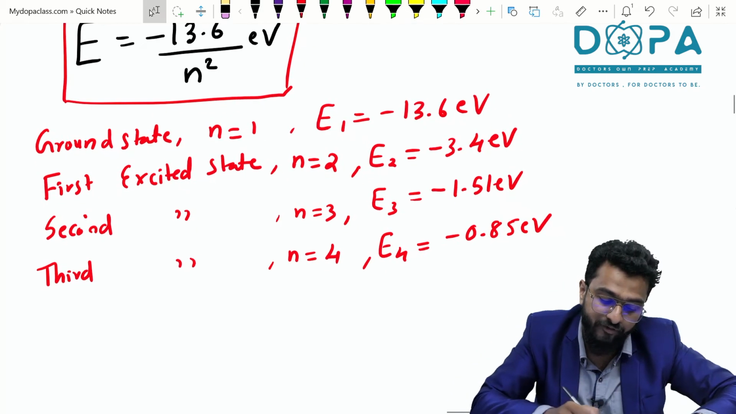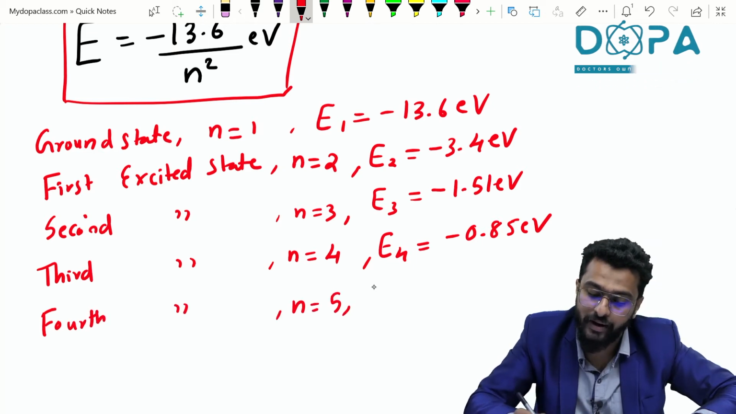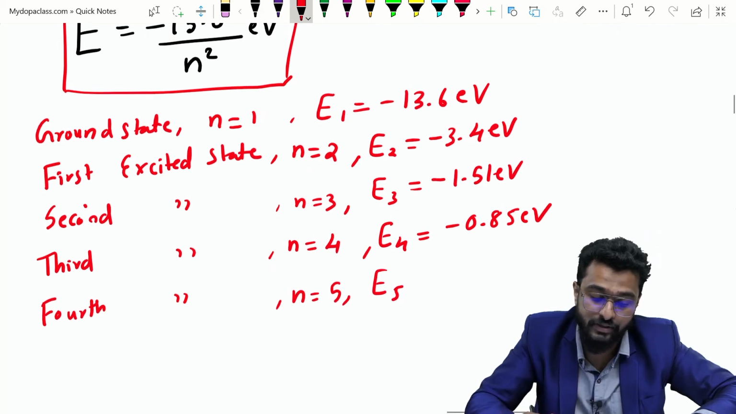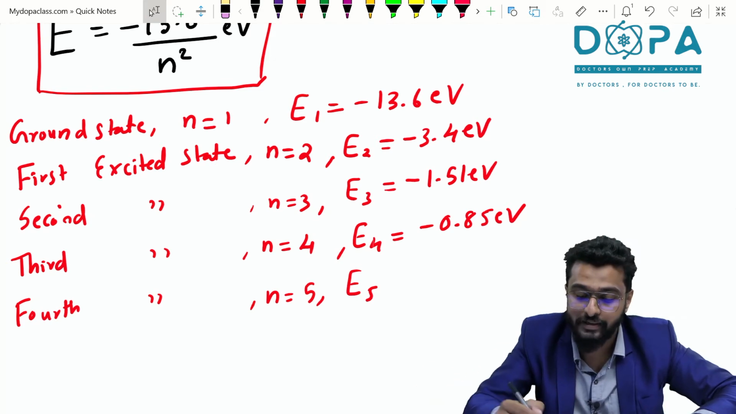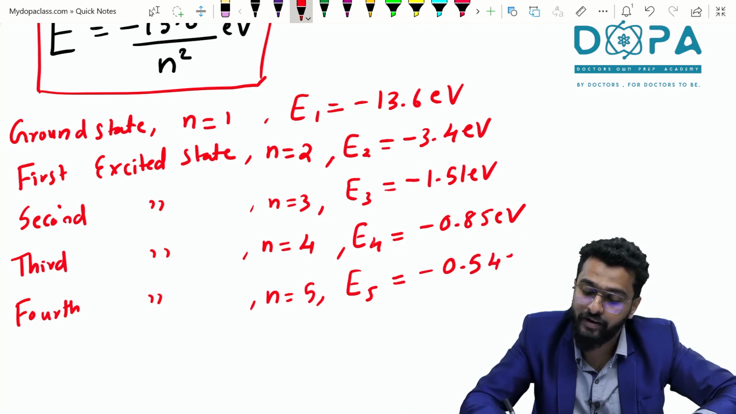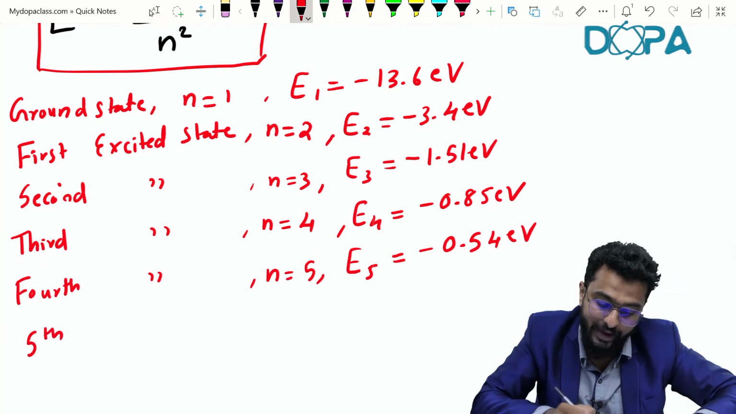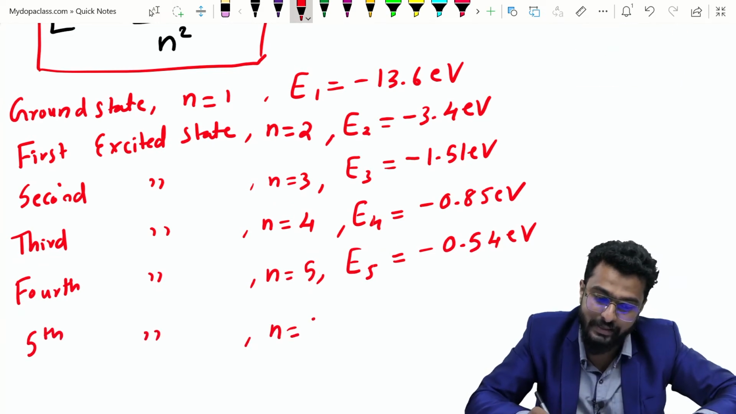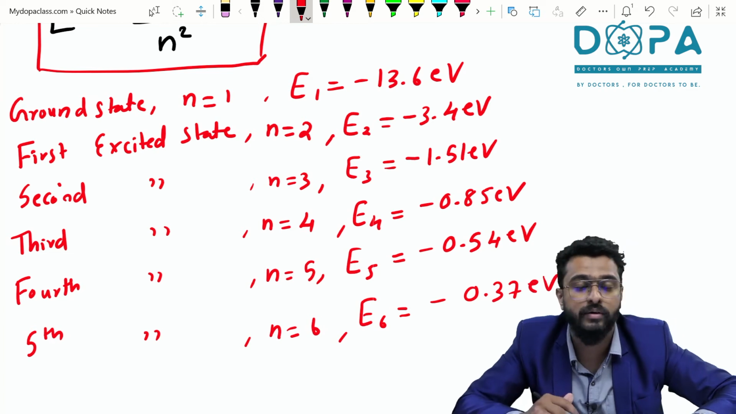Then for fourth excited state, here n is equal to 5. That means E5, the energy of the fourth excited state, which means the fifth orbit, E5 is equal to minus 0.54 electronvolt. Then for fifth excited state, that means n is equal to 6. So here E6 we get minus 0.37 electronvolt.